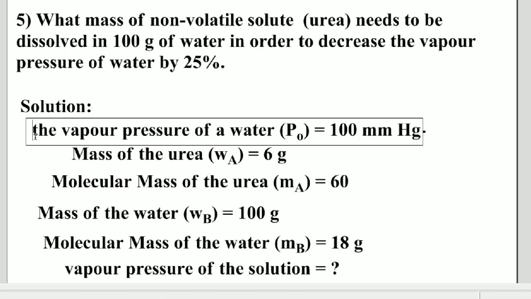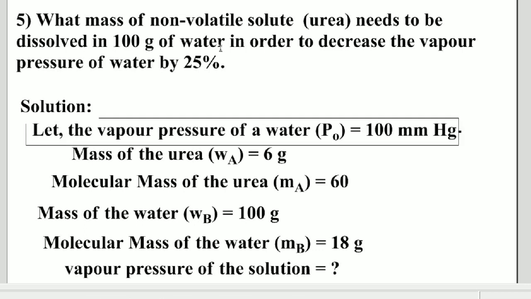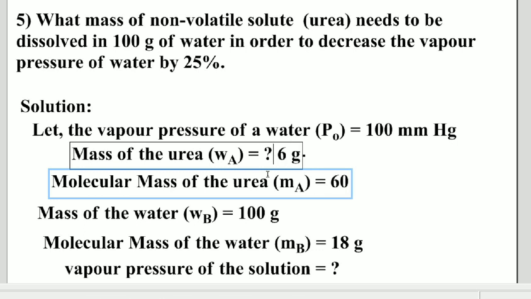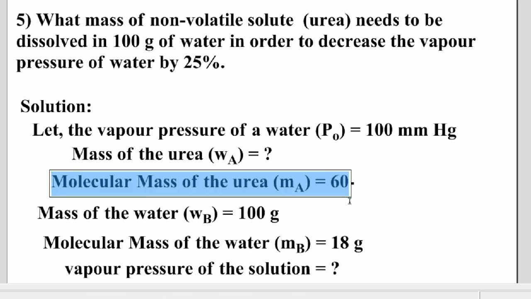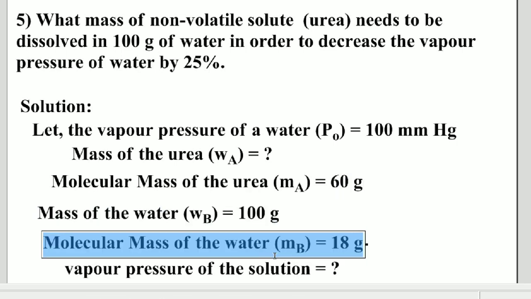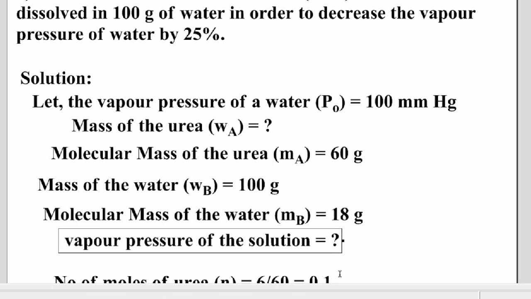Let us assume the vapor pressure of water is 100 mm of Hg, and we should find the mass of urea. The molecular mass of urea, we know, students, is 60 grams per mole. So we know the molecular mass of urea as 60 grams per mole and the mass of water given as 100 grams, and students, we know the molecular mass of water as 18 grams.